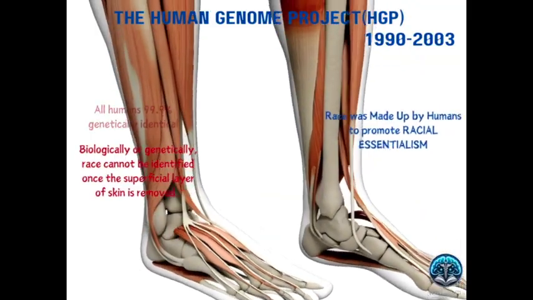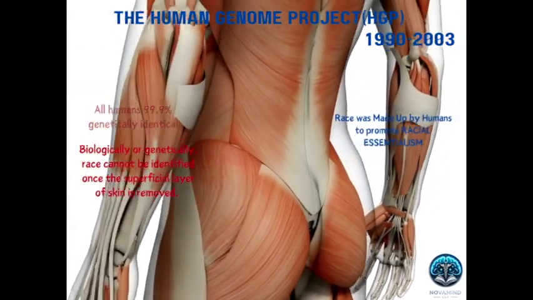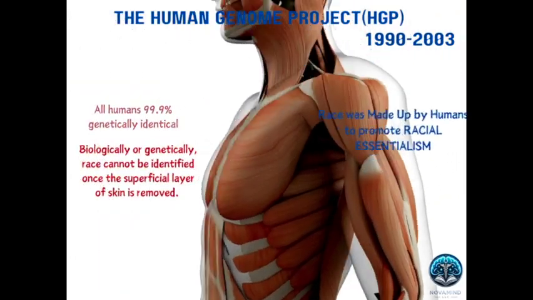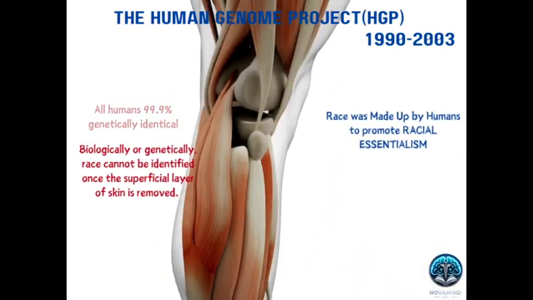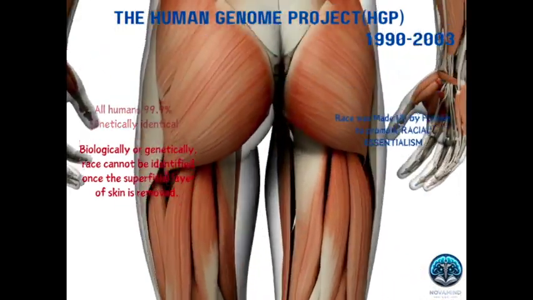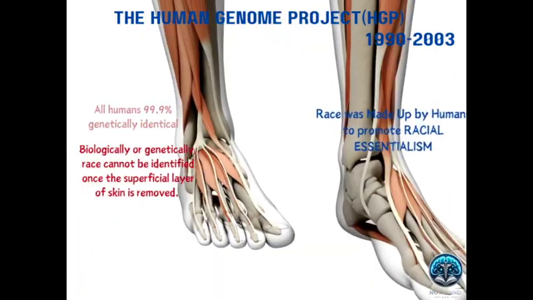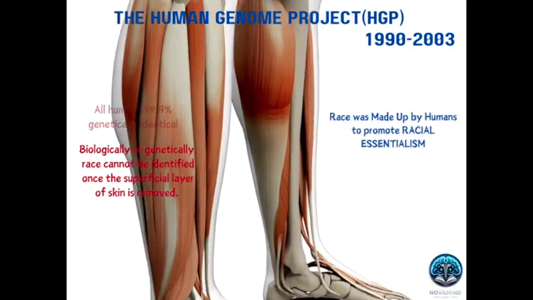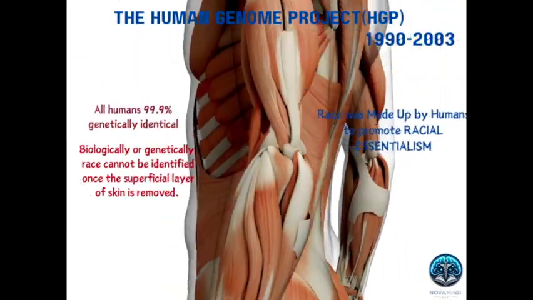To be clear about genetic variations within populations, all humans are 99.9% genetically identical. Biologically or genetically, race cannot be identified once the superficial phenotypical layer, like skin, is removed. Race was a made-up concept by human beings to promote racial essentialism from the colonial times.